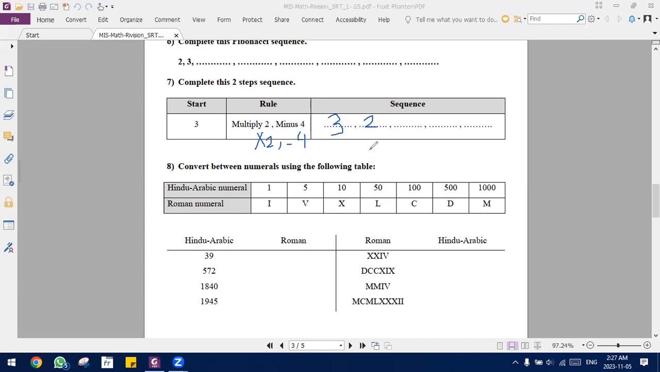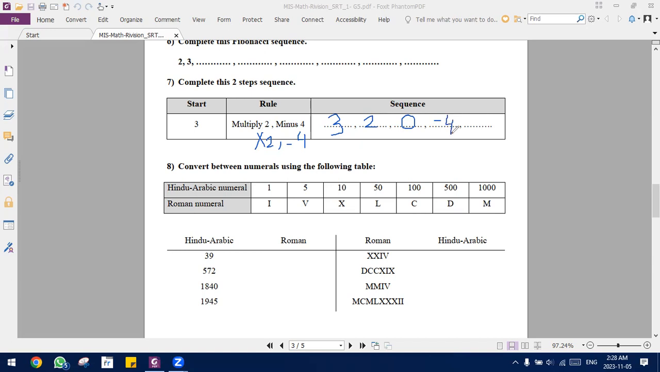Now how can I get the new value? I will use 2 now. We do the same steps. We multiply by 2 first. 2 times 2 is 4. And then minus 4 is 0. Then I continue after 0. Now we do the calculations from 0. 0 times 2, 0. And then 0 minus 4, it's minus 4.